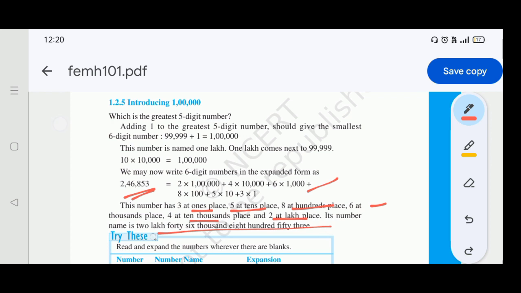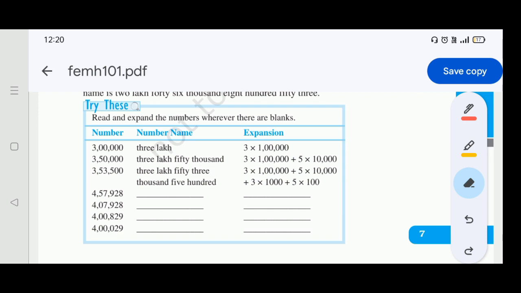Moving on. Here there is a try this exercise given. Read and expand the numbers wherever there are blanks. So the first 3 numbers are already done for us. First number is 3 lakh. The number name is written.